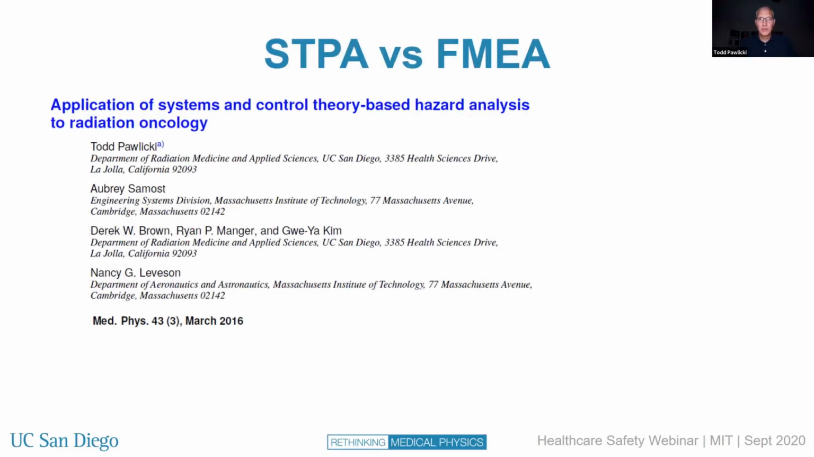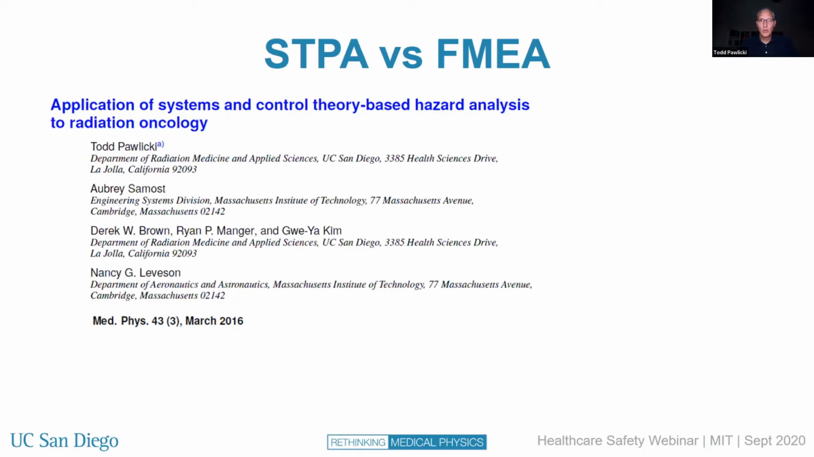So I'd like to talk about a couple of papers that were published in the radiation oncology literature related to STPA and FMEA. One that Nancy and Aubrey, this was before the Williams was added, so it's just Aubrey Samost here. And then Derek, Ryan, and Grace worked on this paper as well from my place. So we analyzed a process that wasn't created yet, to see what the safety implications were. Aubrey, Nancy, and I worked on the STPA. Derek, Ryan, and Grace worked on the FMEA part.